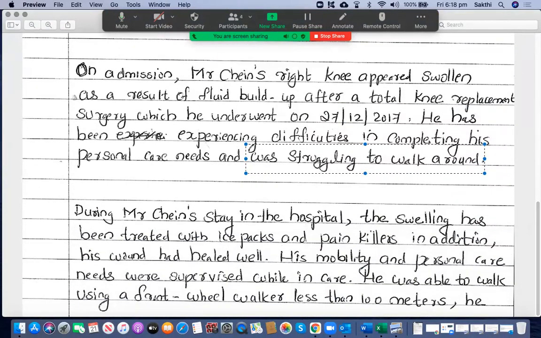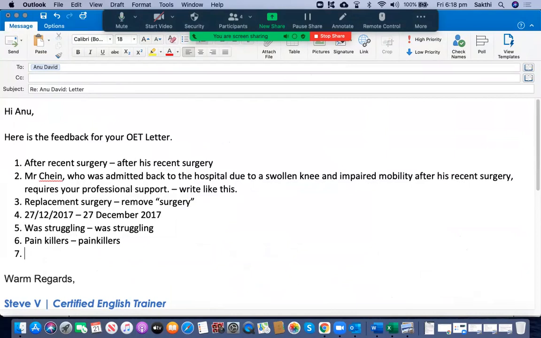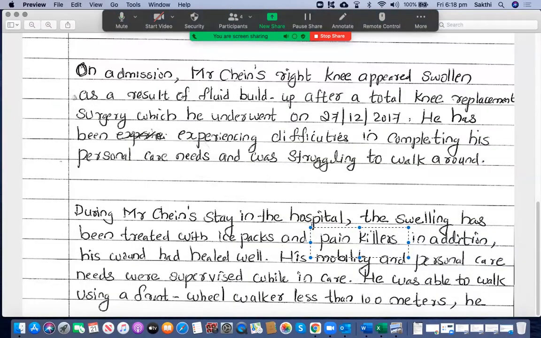Okay. During Mrs. Shin's stay in the hospital, the swelling has been treated with ice packs and painkillers. Okay, painkiller is one word only. I think that's one word only. Painkillers, right? But pain relief is different. But painkillers are one word only.